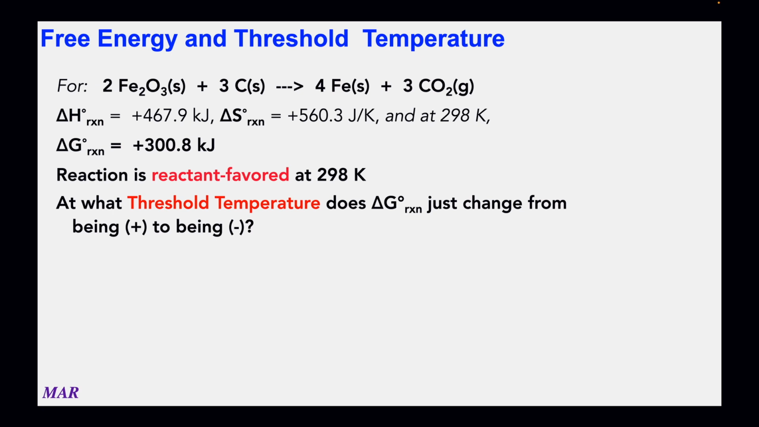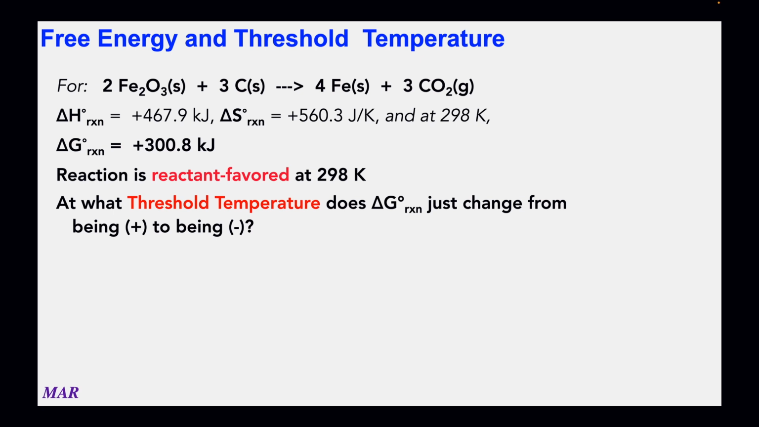Now, a positive delta G means this reaction is reactant favored at room temperature, and that means this reaction will not occur, all right? It's not going to happen at room temperature. However, let's say you have a lot of iron(III) oxide and carbon sitting around, and you'd love to make it happen. You'd love to turn it into iron and carbon dioxide.